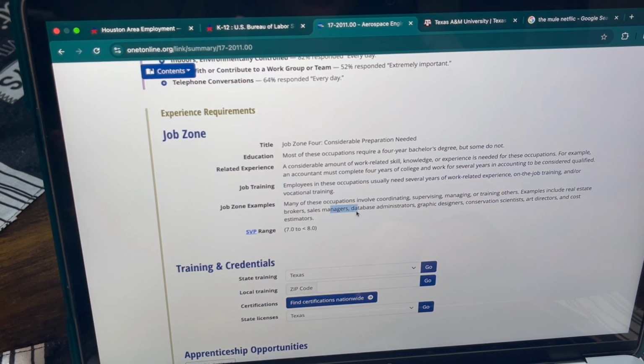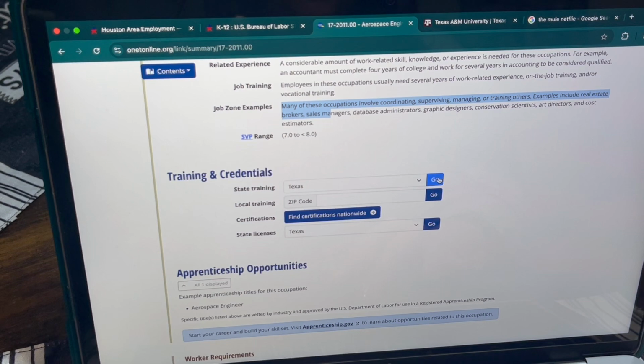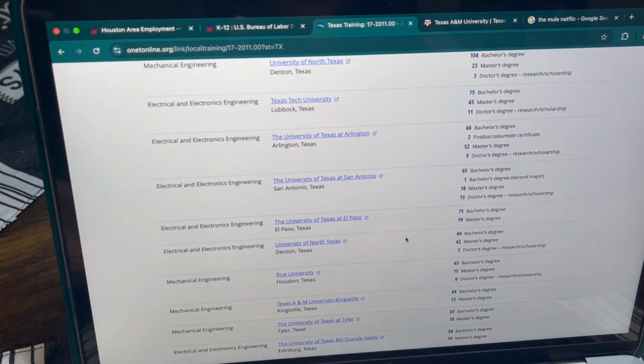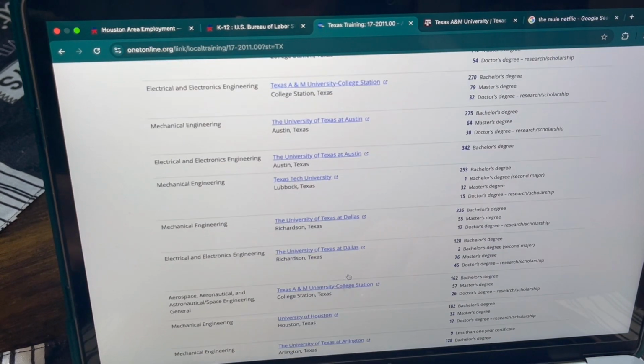And it gives you job zone examples. So if we go to Texas once again, it gives you the breakdown of the schools and things like that. Shout out to U of H, and shout out to Texas A&M.